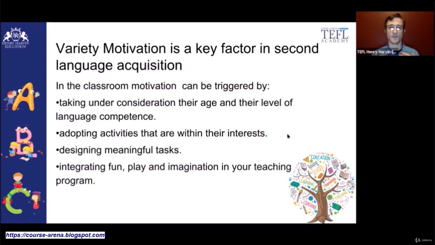Integrating fun, play, and imagination into your teaching program. Anything that evokes joy and interest and is slightly challenging as far as the skill level. If it's too challenging, you're going to be inhibiting motivation. But if it's just slightly more challenging, it'll encourage them to get into a flow state where they'll be very happy and motivated and joyful.